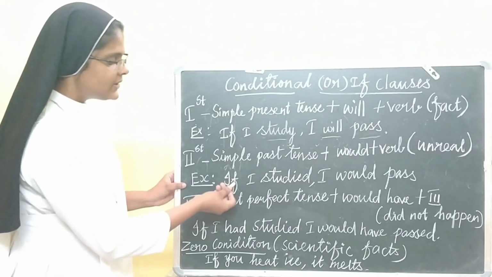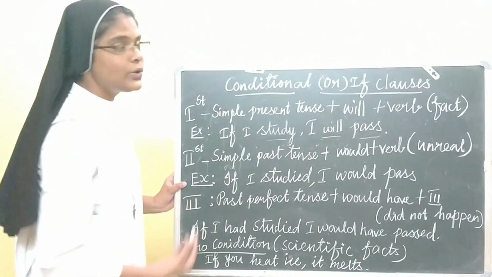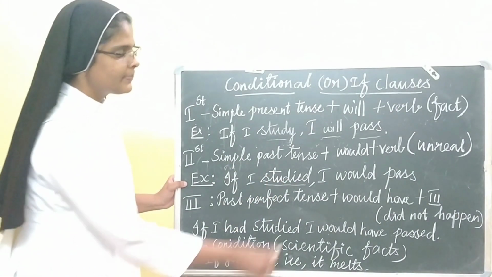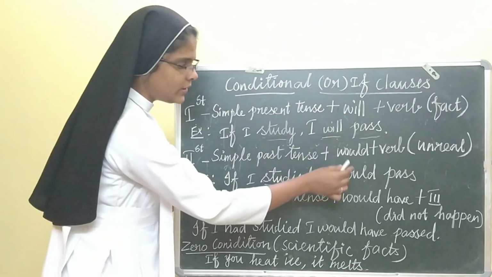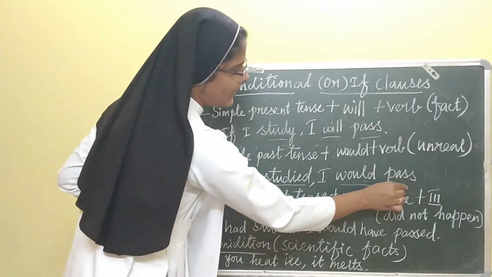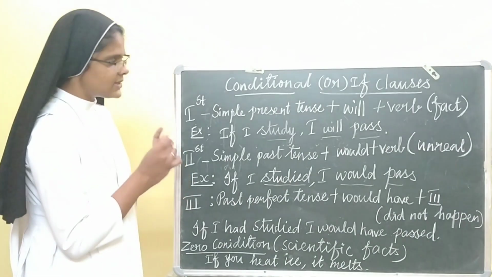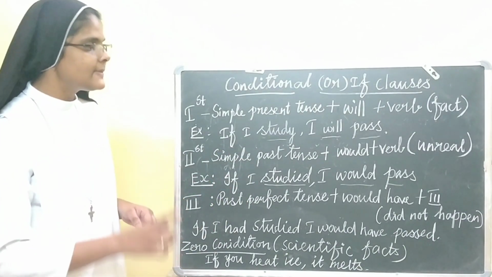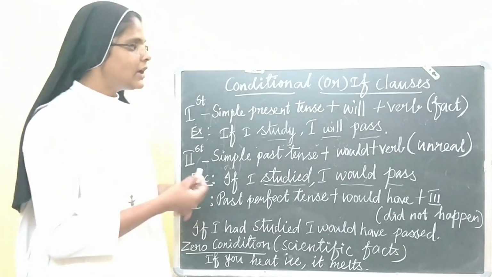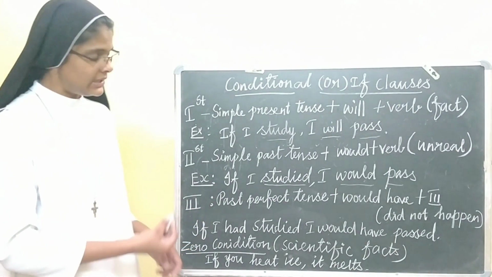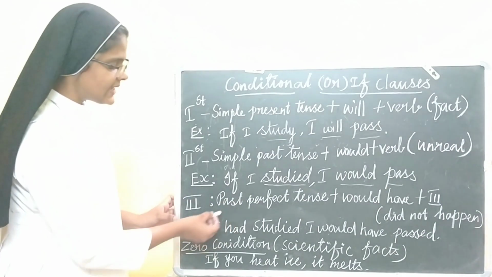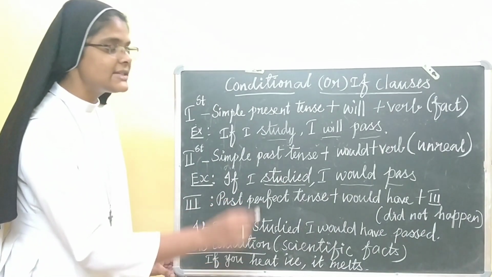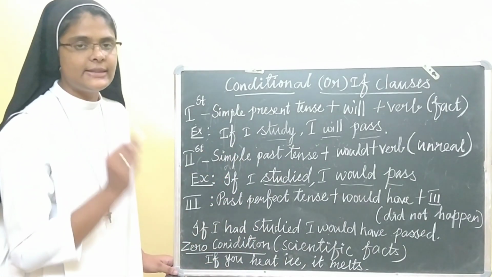For example, if I studied, I would pass. Studied is a simple past tense. I would, what do we have to add? We have to add would, then the verb pass. So the second conditional clause has simple past tense plus would plus verb. Now let us see the third conditional clause. The third conditional clause has past perfect tense plus would have plus the third form of a verb, V3.